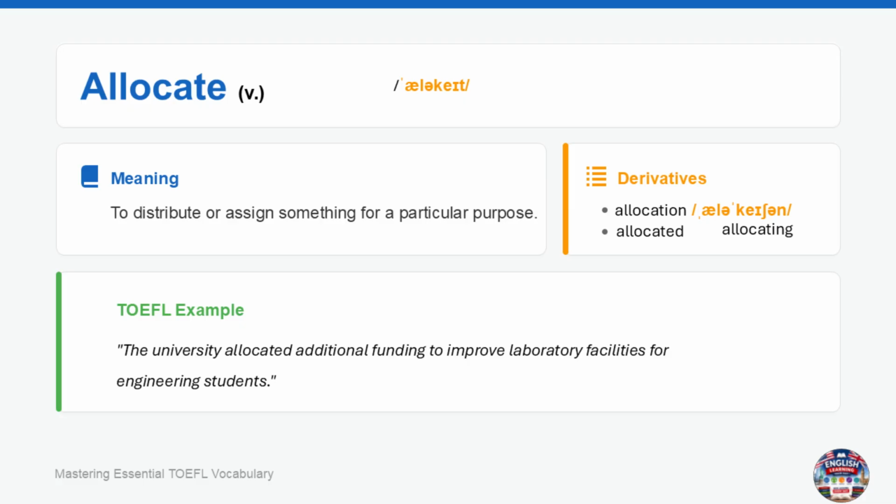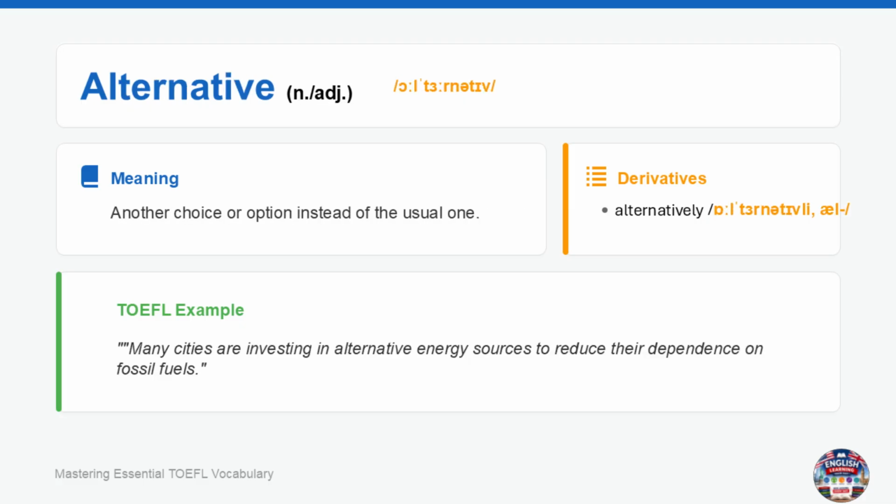Now let's review the derivatives. Allocation, allocated, allocating. So an allocation is the amount or share that has been allocated for a particular purpose, and the decision to allocate something, or the act of allocating it. Exactly. Our fourth word is alternative.